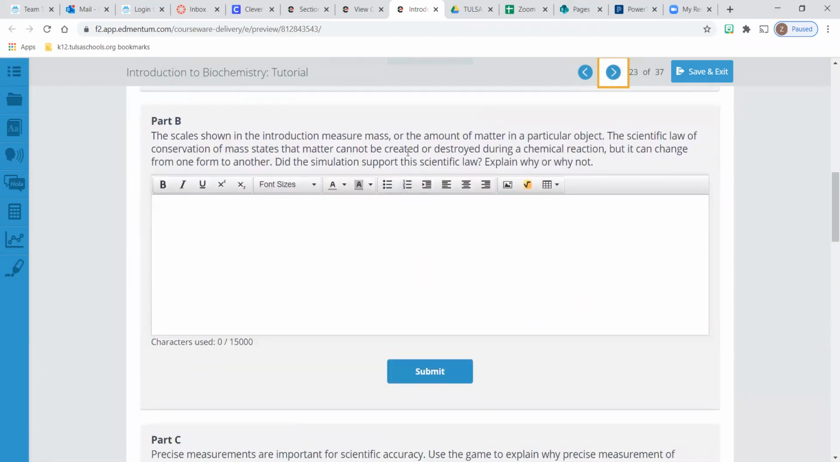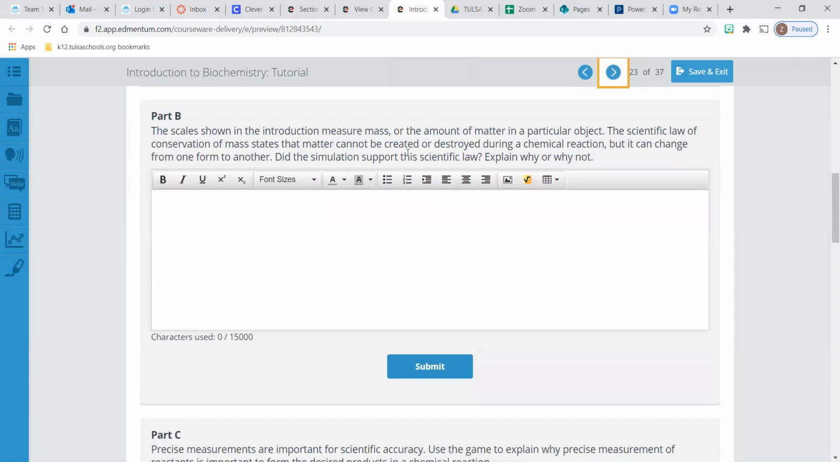The scales shown in the introduction measure mass, or the amount of matter in a particular object. The scientific law of conservation of mass states that matter cannot be created or destroyed during a chemical reaction, but it can change from one form to another. Did the simulation support the scientific law? Explain why or why not.